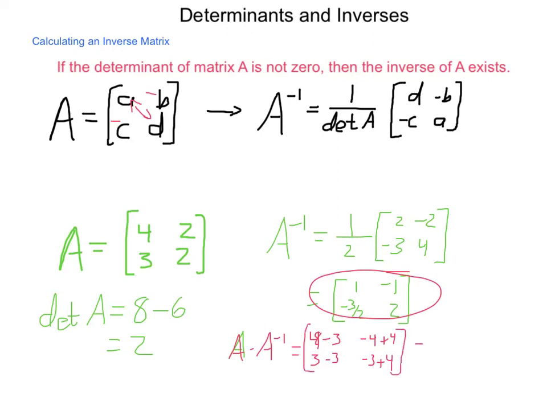Simplify these items. 4 minus 3 is 1. -4 plus 4 is 0. 3 minus 3 is 0. -3 plus 4 is 1. So we multiplied the matrices together and did come up with the identity matrix. Therefore, this is an inverse. Now let's look at an application using inverses along with the determinants. This will be our last item.